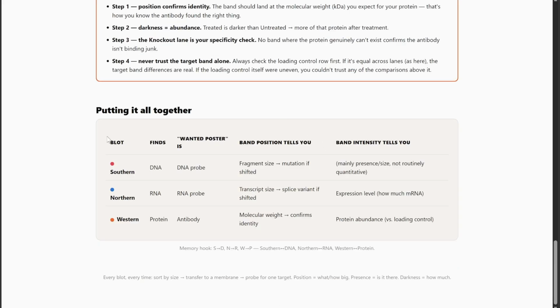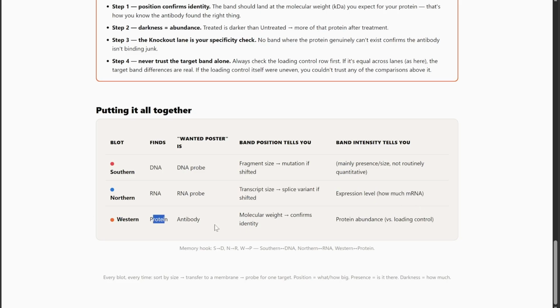Okay, so let's just do a review. So Southern blot finds DNA, and we use a DNA probe. The fragment size, mutation if shifted, and the band intensity tells you mainly presence and the size. And then for Northern blot, it will find RNA. The probe will use RNA probe, and transcript size, the splice variant if shifted, and it will tell you the expression level, so how much mRNA there is.